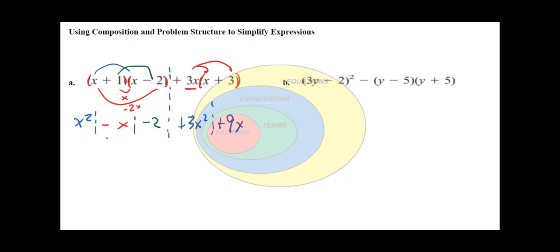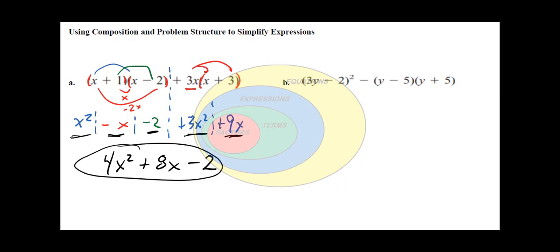So we expanded both our terms. We have all separate terms. So now we can just combine like terms. We have an x squared and a 3x squared. That would give me a 4x squared. It looks like we have a negative x term and a 9x term. So we combine those to be a positive 8x. And then we have a constant left of negative 2. So we expanded this and combined like terms to get our answer.